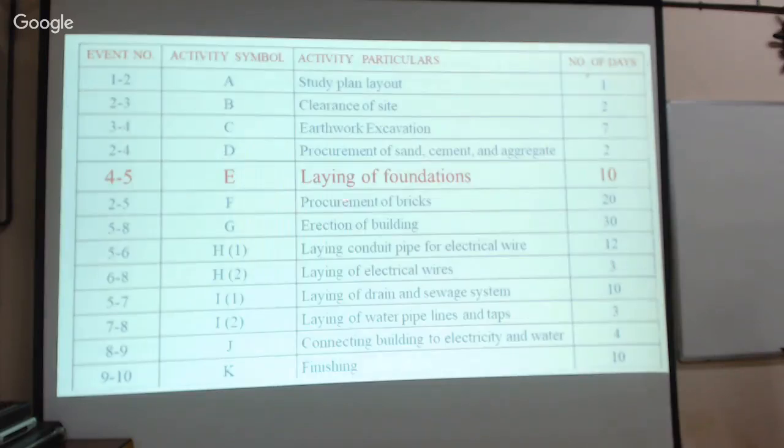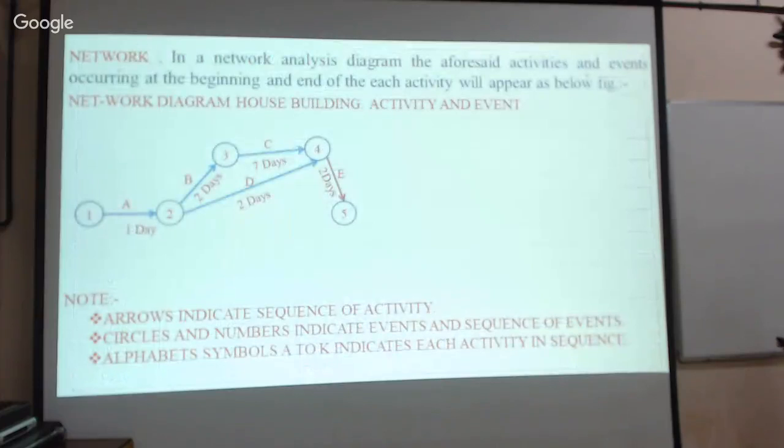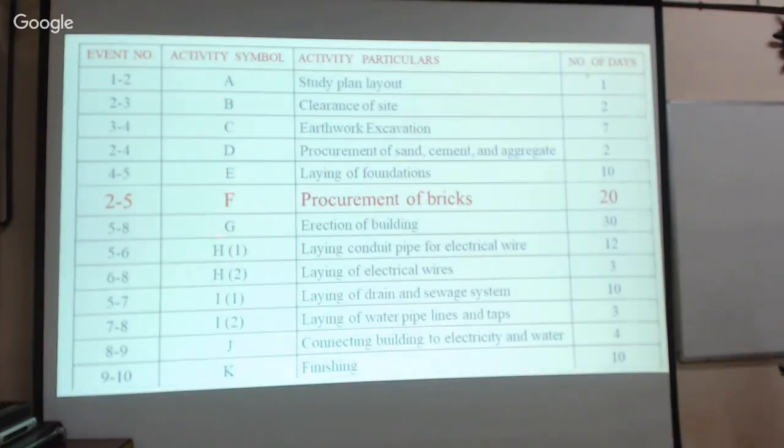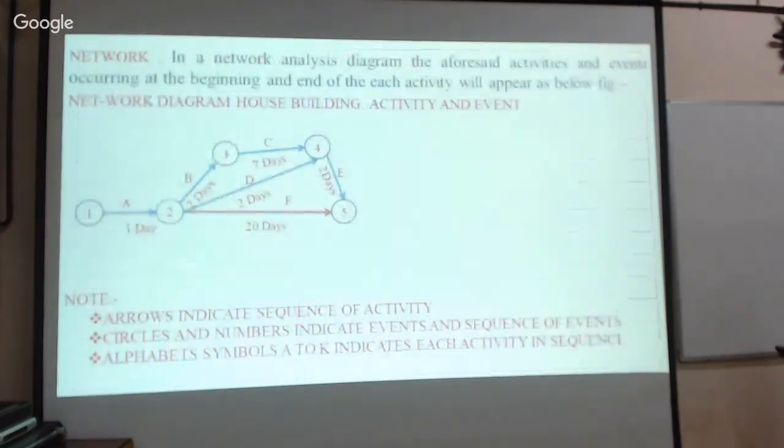Please note the numbers: the event number, the activity, and the number of days. Accordingly, you have to draw the network diagram. Therefore, 4 to 5 is E activity. Similarly, F activity, procurement of bricks, needs 20 days. That event is from 2 to 5. From 2 to 5, procurement of bricks, F activity, needs 20 days.